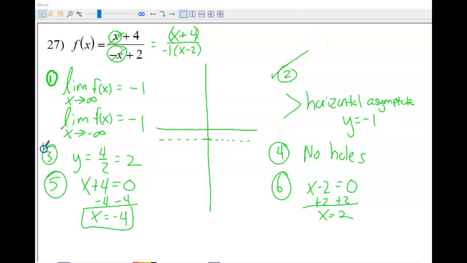From step 3, we saw that our y-intercept was 2. From step 4, we saw that there were no holes, so we'll skip that. From step 5, we saw that there is an x-intercept at -4, which means it touches the x-axis at -4. And then finally at number 6, we saw that there was a vertical asymptote at 2. So I'll draw a vertical asymptote at 2.